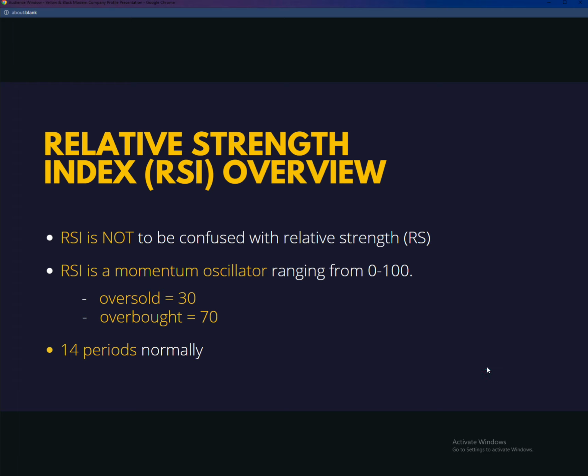For these notes to remember, RSI is not to be confused with RS. RSI is a momentum oscillator ranging from 0 to 100. Indicators that traders use are oversold and overbought. Oversold lies on the 30 RSI threshold, and overbought lies on the 70 RSI threshold. And RSI is generally calculated over a time of 14 periods. It can be different, but it's generally a period of 14.